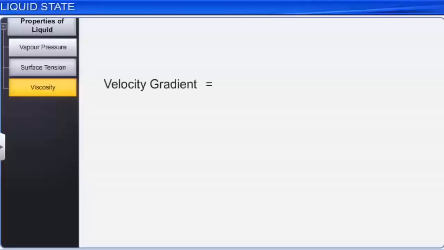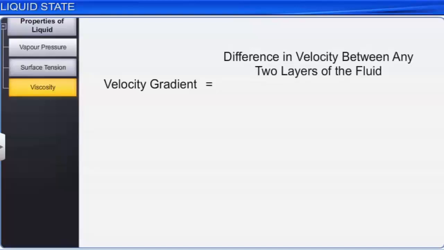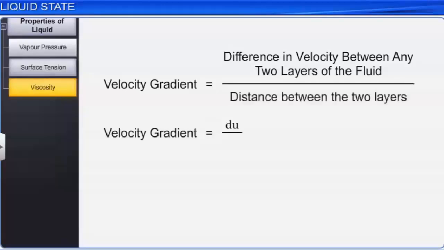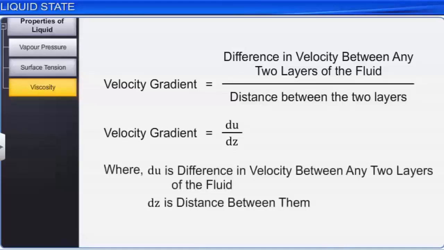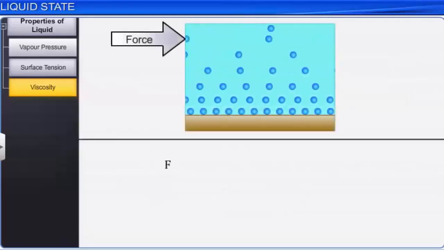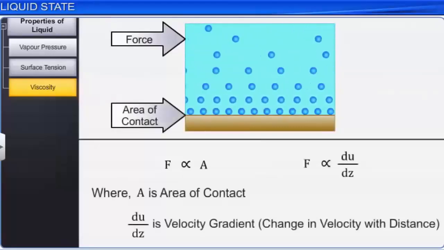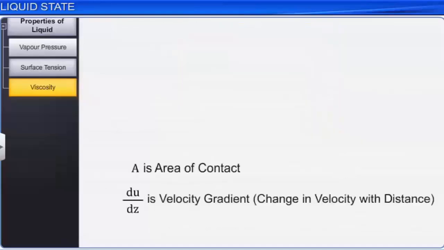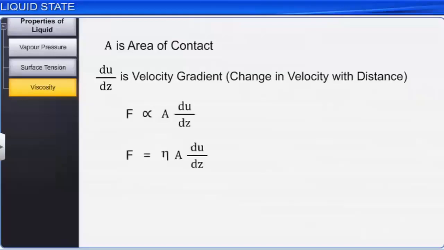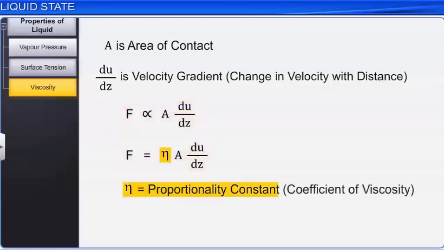The velocity gradient is calculated as the difference in velocity between any two layers of the fluid, represented by du, divided by the distance between them, represented by dz. A force maintains the flow of layers, which is directly proportional to the area of contact of the layers and the velocity gradient. This implies that the force required for maintaining the flow of layers is a function of the velocity gradient and the area of the layers. In the equation shown, eta is the proportionality constant and is called the coefficient of viscosity.